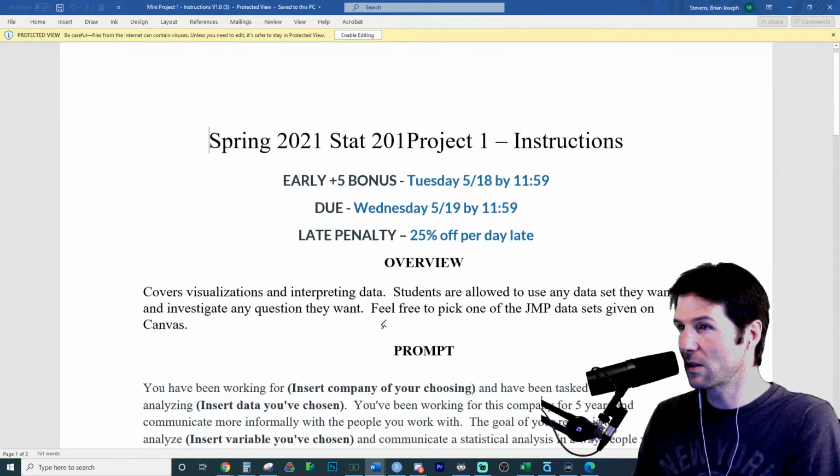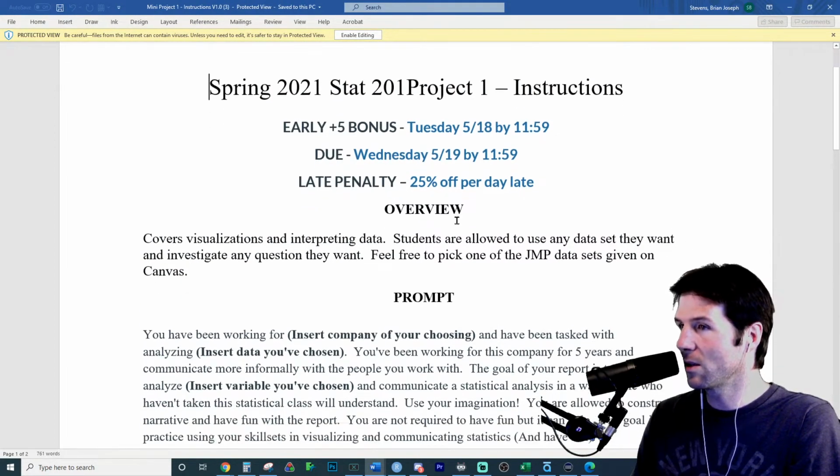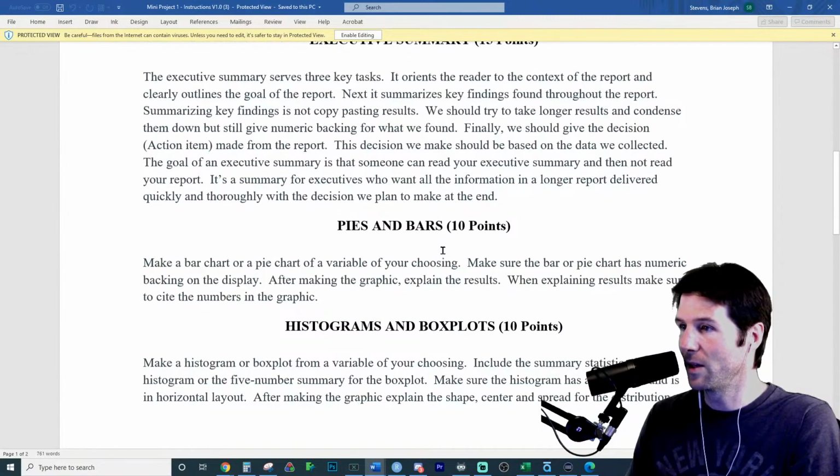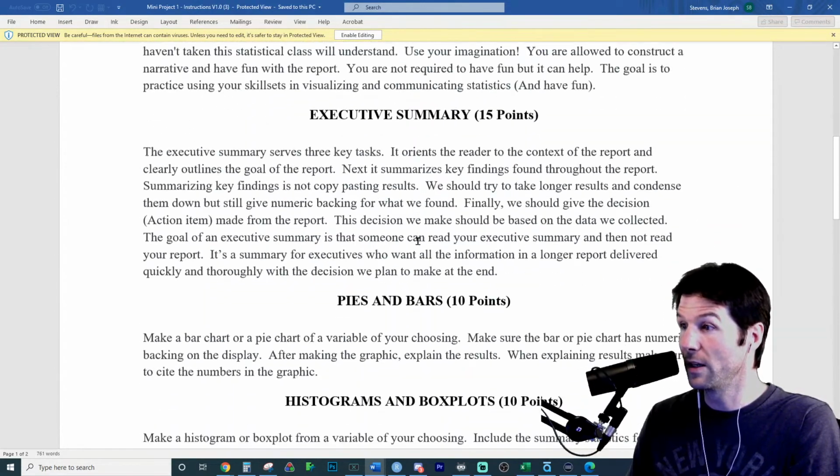Here are the due dates. I need to update those. Sorry, I updated them elsewhere. Don't look at those due dates, old due dates.